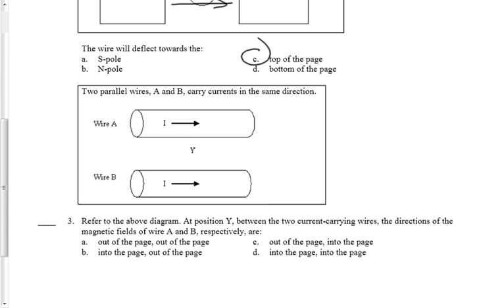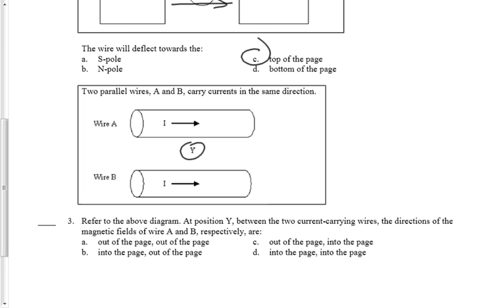Question 3. Two parallel wires, A and B, carry currents in the same direction. Now, we're going to assume this is electron current. By rights, we should have said electron current, but if it doesn't say otherwise, it's pretty safe to assume that we are dealing with electron current. We want to find in that position Y, that position right in the middle there, what the direction of the magnetic field is caused by wire A, and what the direction of the magnetic field is caused by wire B.